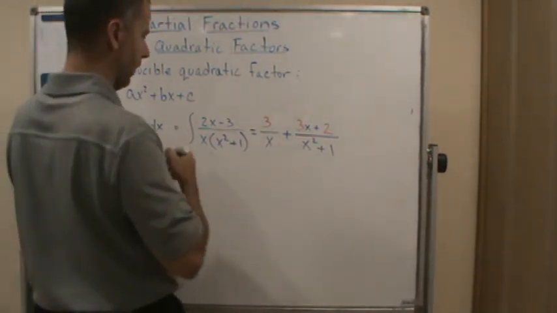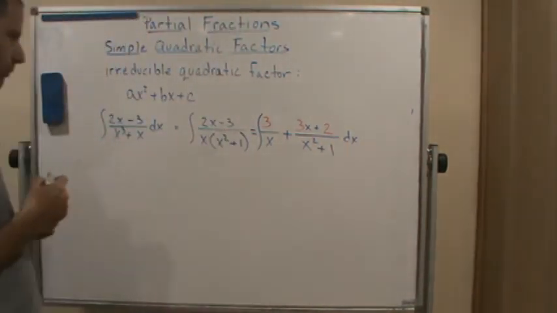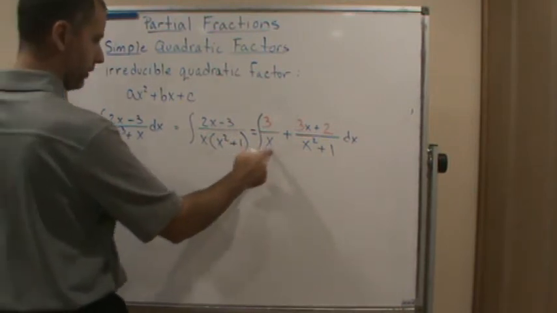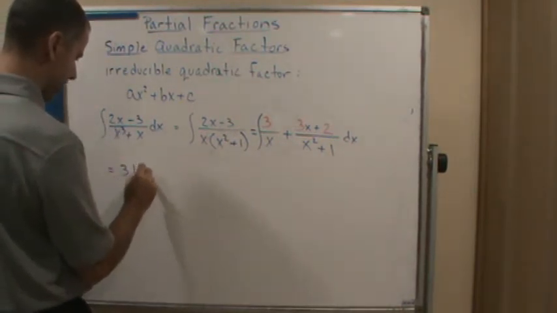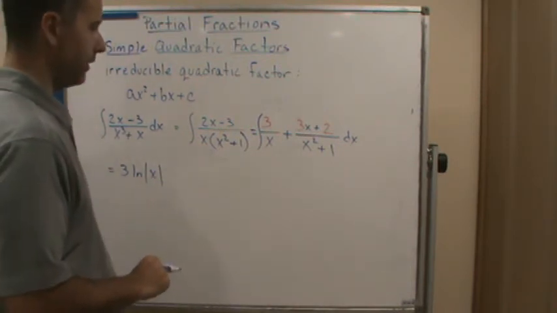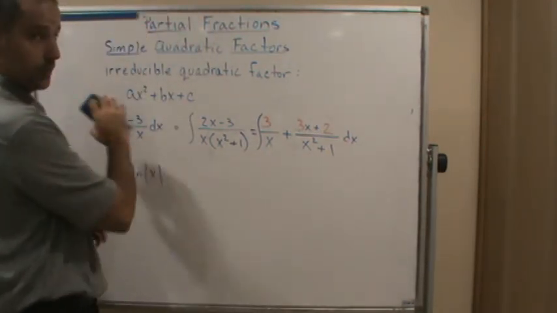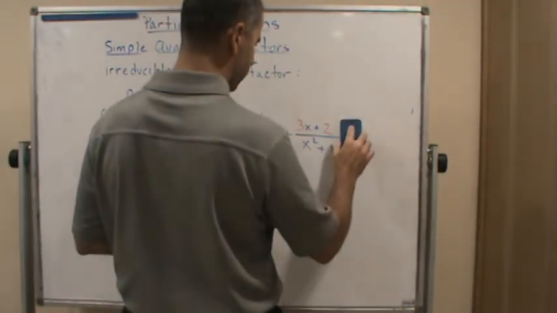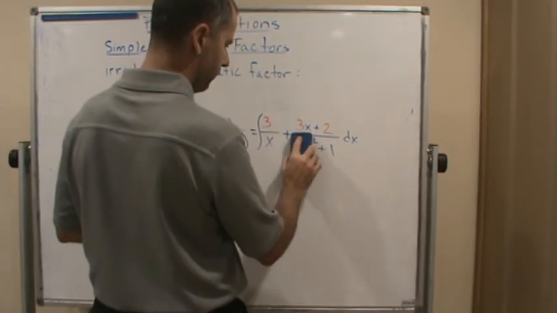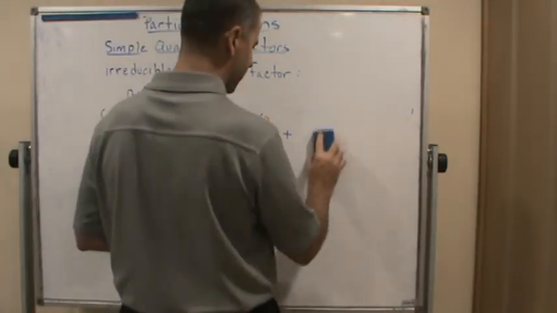Okay, can't forget our integral. Okay, now we should know how to do this. So this is going to be 3 times the natural log of the absolute value of x. Okay, so now this one we're going to have to decompose. Or not decompose, but split up. So this we're going to write as two different terms. We're going to split it up into 2 different fractions.